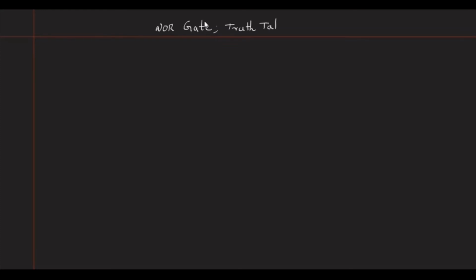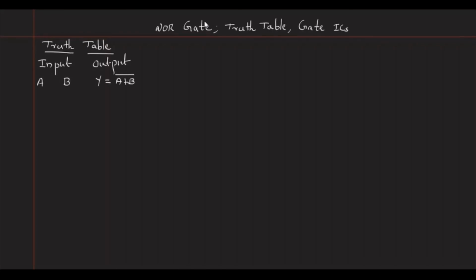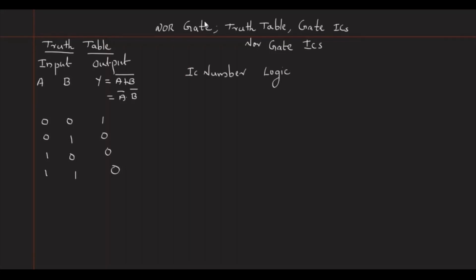Now let us see the truth table and some gate ICs of the NOR gate. The truth table for NOR gate is shown. If we have two inputs A and B, the output is given by Y equal to A plus B whole complement or A complement dot B complement. When both inputs are 0, the output is 1. If both inputs are 1, the output is 0. If one input is 0 and the other input is 1, the output is 0.